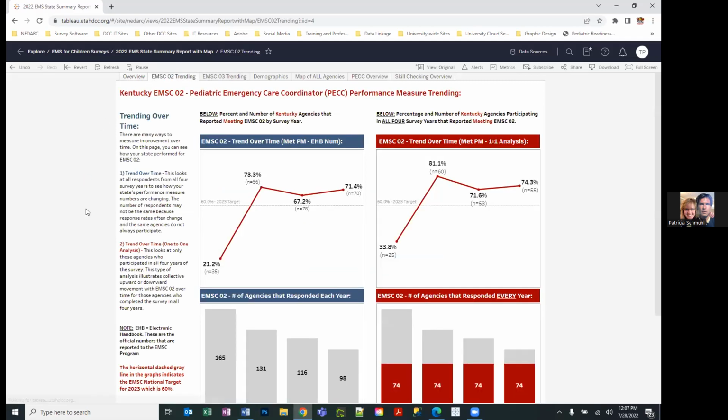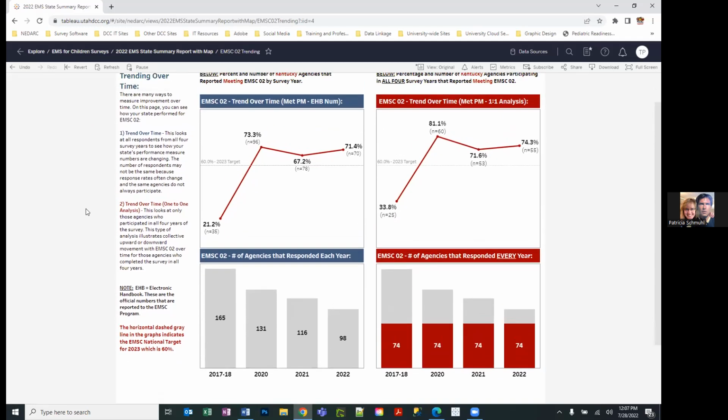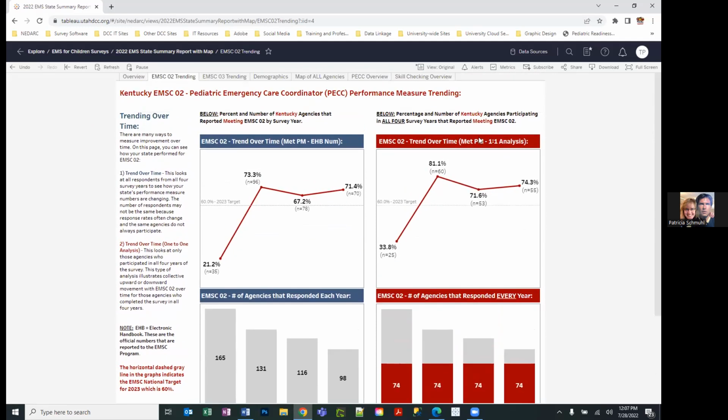So we're going to go to EMS CO2 and just explain what this is. It's exciting that we have 4 years of data now. That's really something we haven't been able to look at in EMSC. And I want to talk to you about the 2 different sets of graphs here, the blue and the red, which tell us information about your performance measures.